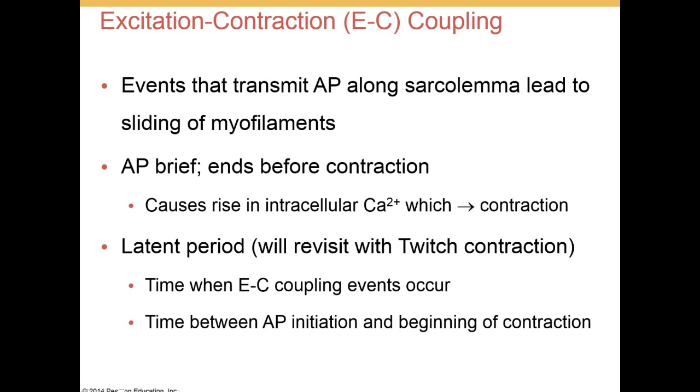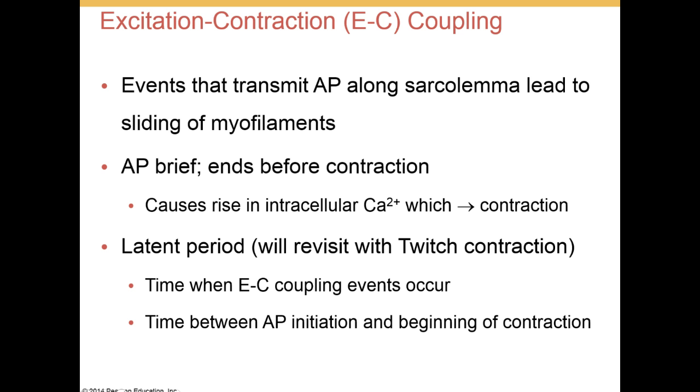All right, so that's excitation. Somehow we've got to connect this with the contraction cycle, but really right now we've only talked about things occurring at the membrane. We've got to somehow cause a change to occur inside the cell. So the events that transmit the action potential, AP stands for action potential, along the sarcolemma will eventually lead to the sliding filament mechanism. That action potential is brief. It actually ends before contraction starts, but what it does cause is a rise in the intracellular calcium levels. And the intracellular calcium is what triggers contraction.